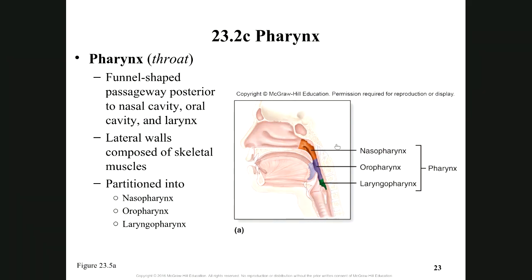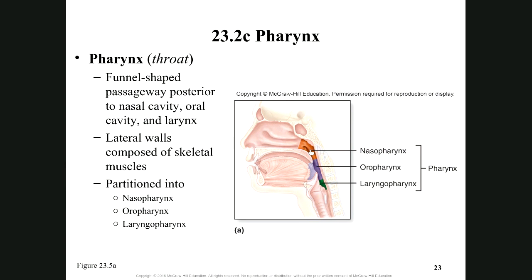The first part is called the nasopharynx. The nasopharynx is the most superior part of the pharynx. As you see here, it's located posterior to our nasal cavity and superior to the soft palate. This is the nasal cavity. Here you can see the palate, and the nasopharynx is located here. It's lined by pseudostratified ciliated columnar epithelium. In this part, we only have the passage of air. We don't have any food here.